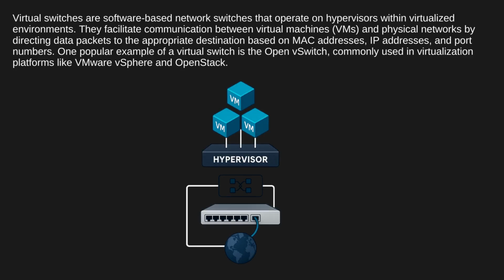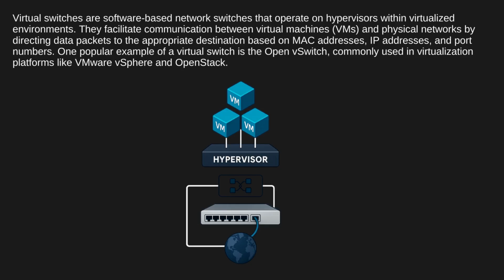Virtual switches are software-based network switches that operate on hypervisors within virtualized environments. They facilitate communication between virtual machines, VMs, and physical networks by directing data packets to the appropriate destination based on MAC addresses, IP addresses, and port numbers.